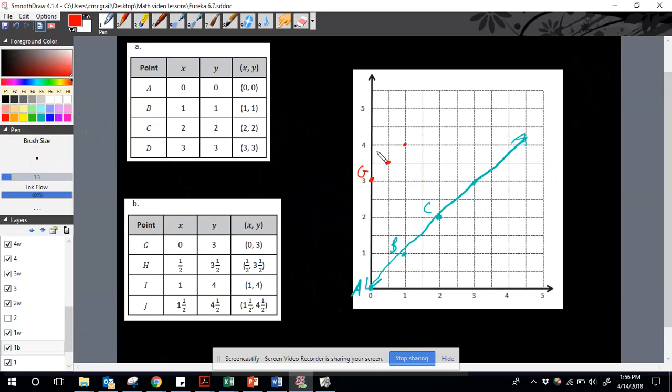Oh, and I forgot to label these. That's H, and that's I. And then finally, J is 1.5, 4.5, which is right there. So if I draw a line, it would go on like that. I also see that this is following a very specific pattern. It's actually going in the same direction as A, B, C, and D. Oh, and that's D right there. Sorry.